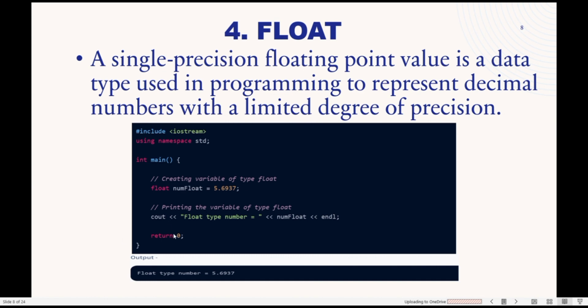This is the example of float. When you run this program, it will display the message float type number equals 5.6937 on the console, indicating the value of the num float variable.